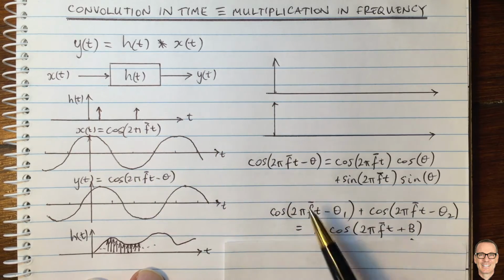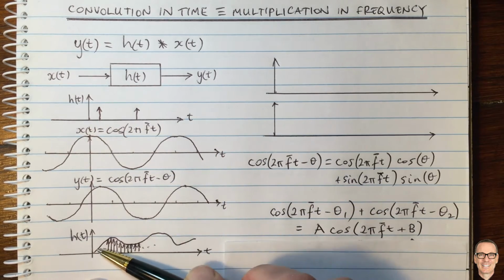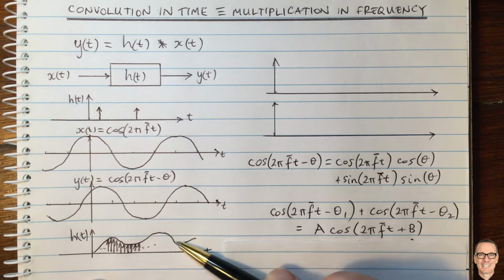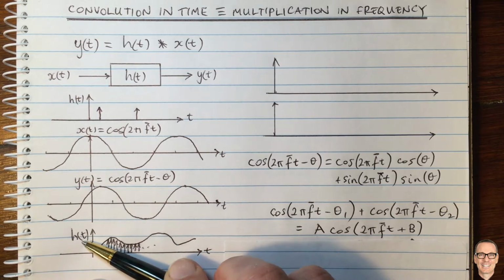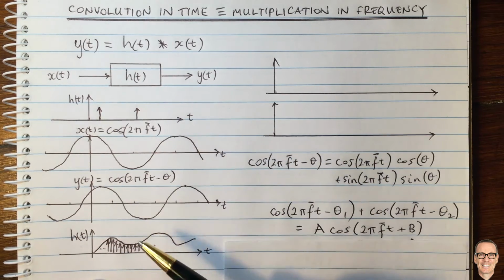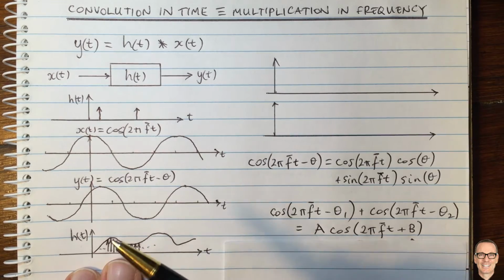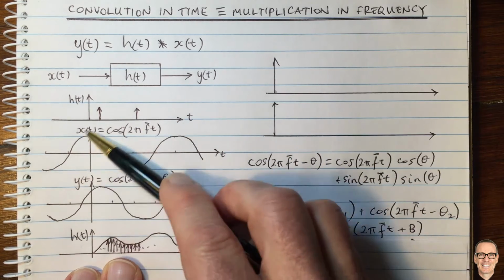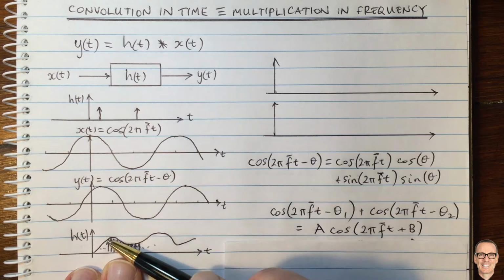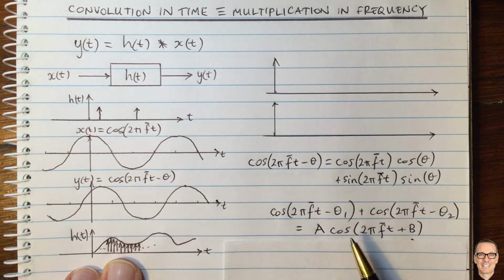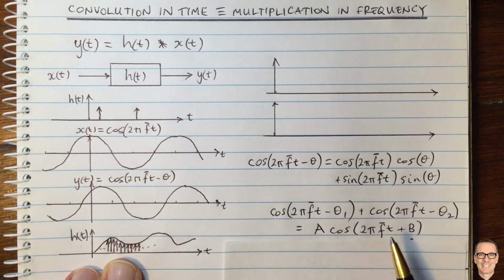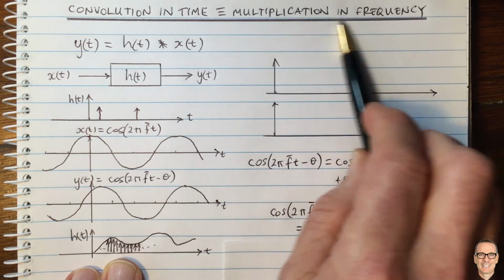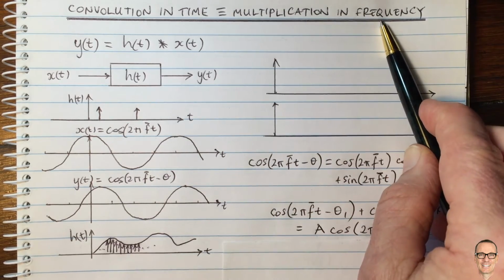So this property held when there were two, it's going to hold when there's a continuous function here for the impulse response. So the main point is when you've got a sinusoidal input to any system, you will get a sinusoidal output at the same frequency. That's really a key to understanding this property here.